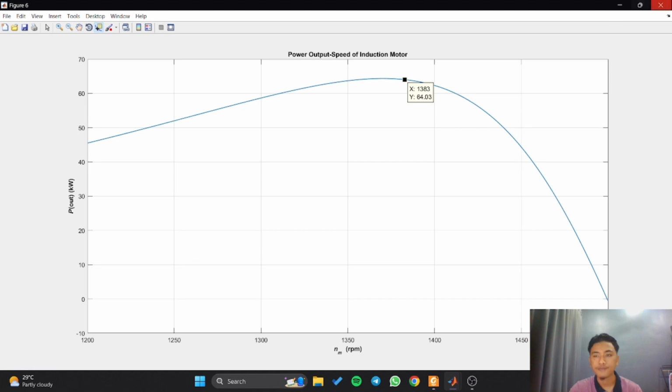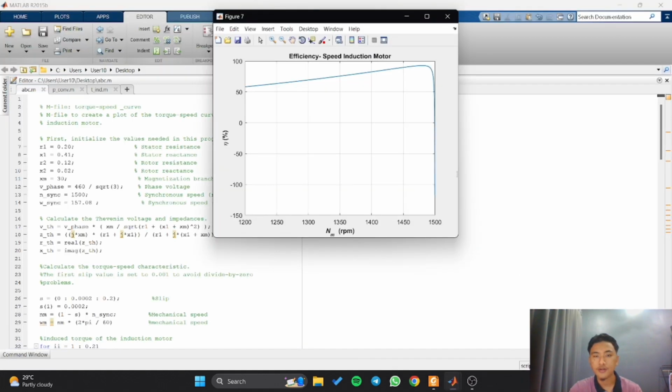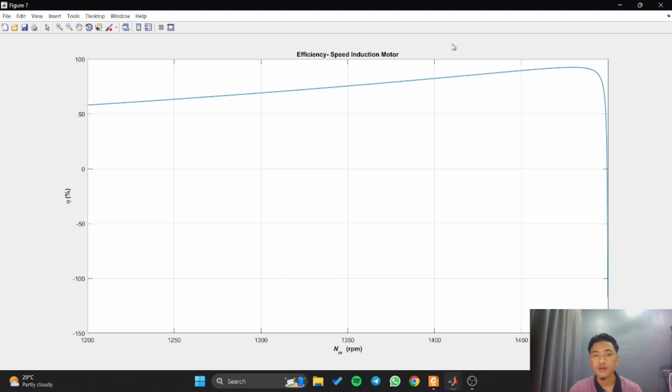So lastly, this is the efficiency graph of the motor. At 1200 RPM, the efficiency is 58%, and we move to the maximum efficiency of this motor, which is about 92.6% at about 1479 RPM. So this is the graph of our efficiency of the induction motor.